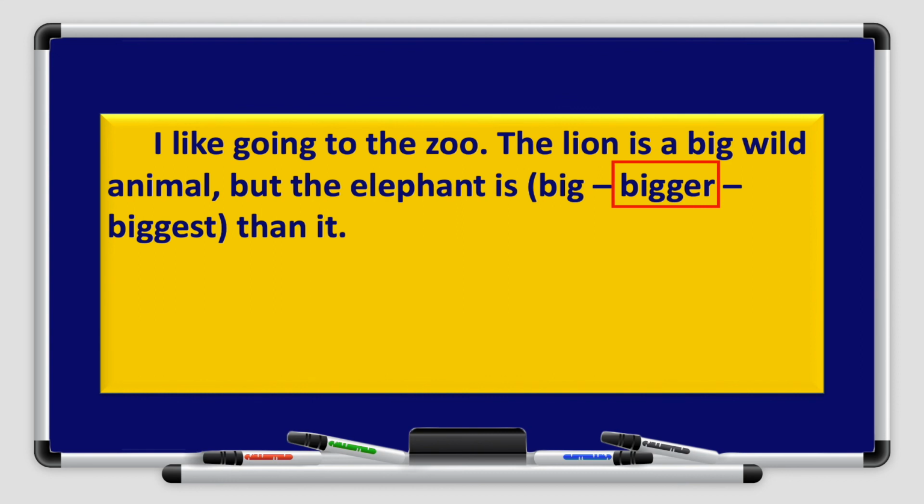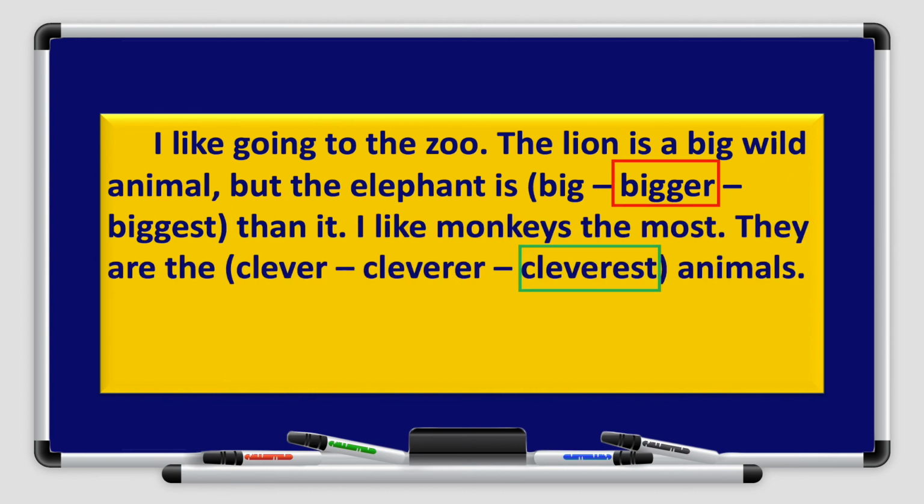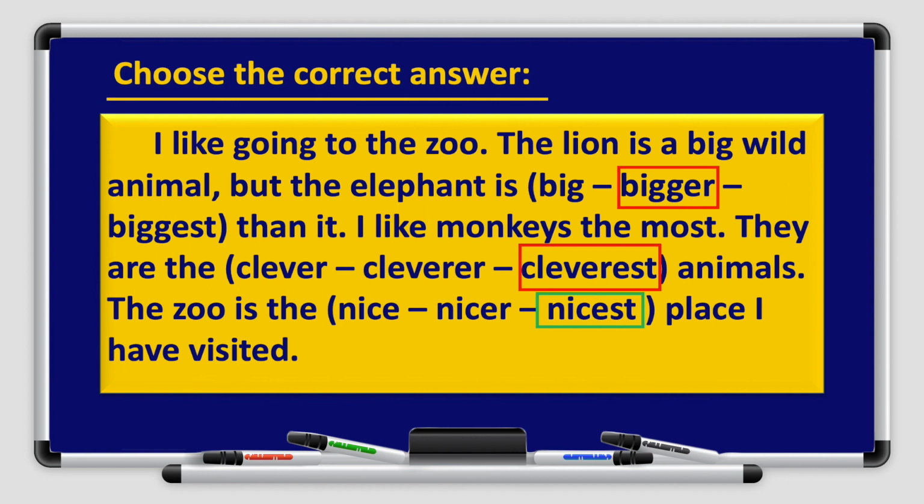I like going to the zoo. The lion is a big wild animal, but the elephant is bigger than it. I like monkeys the most. They are the cleverest animals. The zoo is the nicest place I have visited.